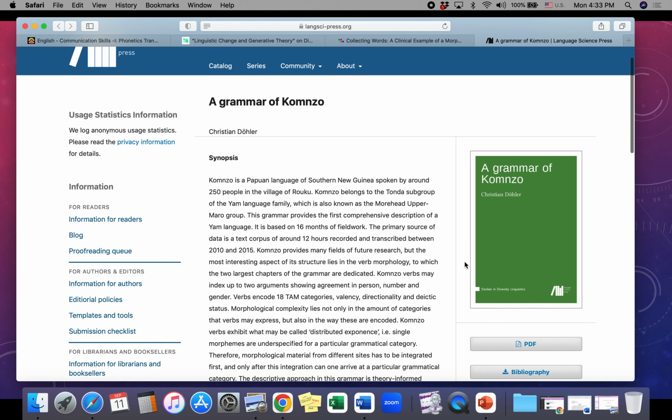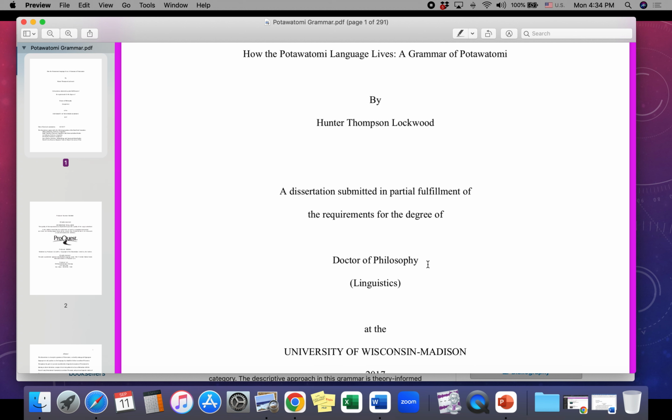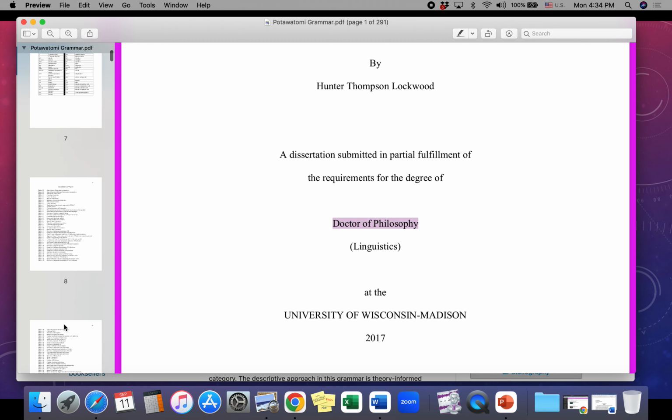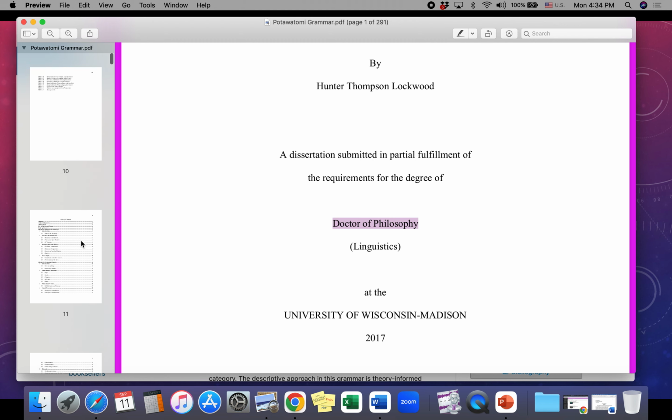You can download the PDF for free of this grammar if you want to check it out in detail. I have ready to go, though, a grammar of the Potawatomi language right here. This grammar was created by Hunter Thompson Lockwood, who submitted this as his final paper to get his PhD in linguistics in 2017. A grammar is an intense, usually a book, that describes every single linguistic aspect of a particular language.